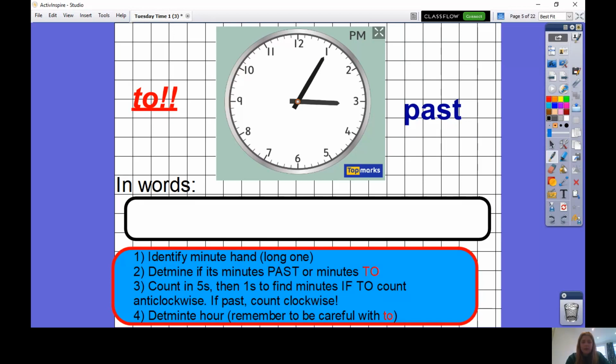Step 1 is to identify the minute hand. Now, you can do this by remembering minute is longer than hour when you write the words out or when you say them. Therefore, the minute hand is the long hand. So I'm looking at this hand here.